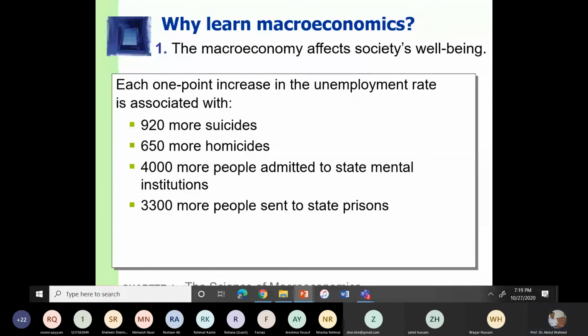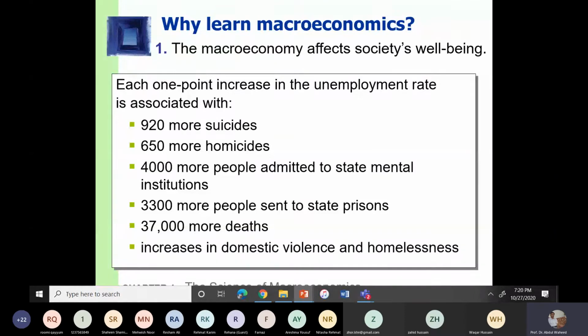And then they face criminal proceedings, and then they will be jailed, and then there will be more deaths. 37,000 more deaths are associated with a 1 point increase in the unemployment rate. So you can see how dangerous unemployment is for the economy. These are the effects that were estimated by some economists.